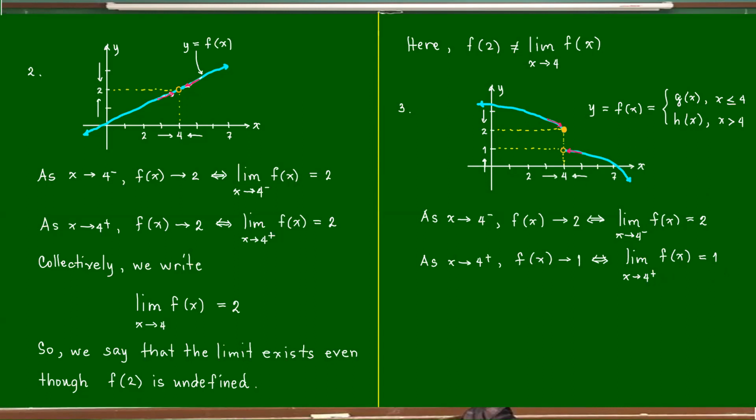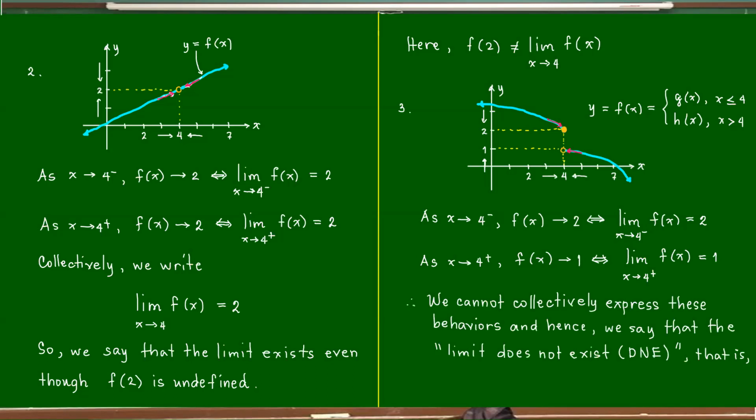But we want the same behavior coming from the left and coming from the right. Since we did not attain the same behavior from the left and from the right, we say that we cannot express it collectively as one limit notation. So we say that the limit does not exist. Okay, guys? Again, we cannot collectively express these behaviors, and hence we say that the limit does not exist, or DNE. Although the limit of f of x coming from the left exists, and coming from the right it also exists, they are not equal. Therefore, we say that the limit of f of x as x approaches 4 does not exist.